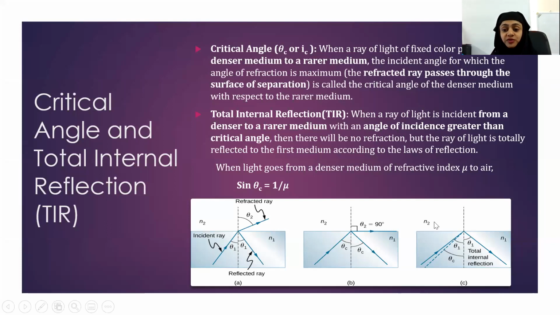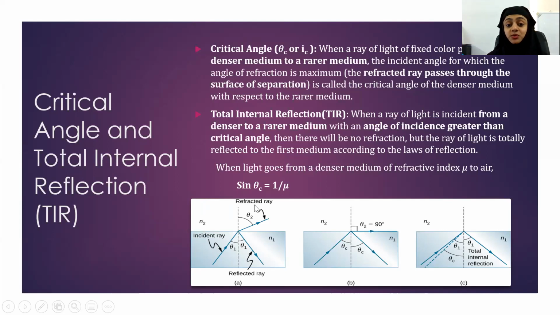So suppose one of these media is air, having refractive index 1. And suppose this is some medium having refractive index mu, say glass with refractive index mu, then sine theta c is equal to 1 by mu. This is the relation between critical angle and refractive index for a medium. We know that each color has a different refractive index. So the critical angle also will be different for different colors. So the critical angle will vary according to the medium and also according to the color of the light.